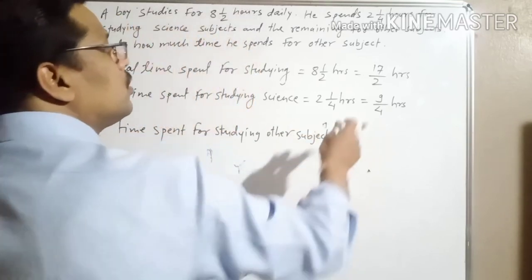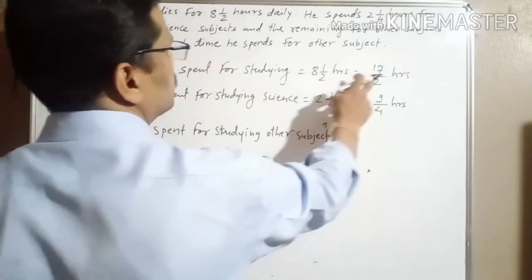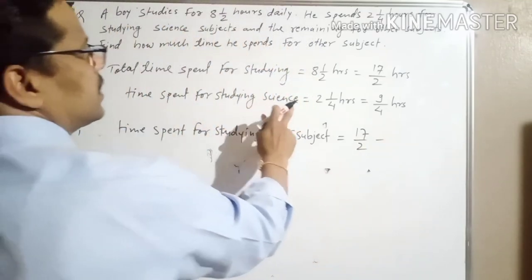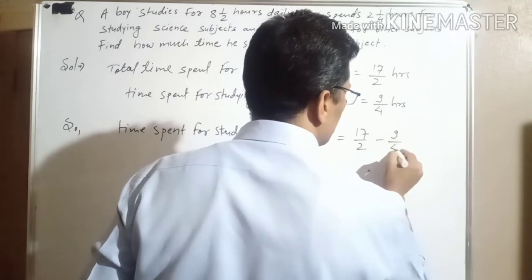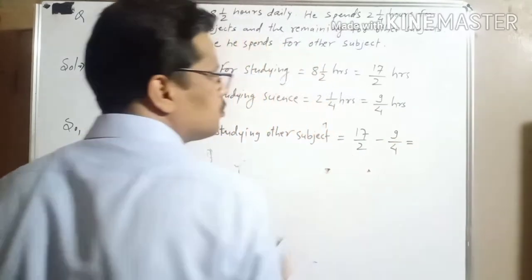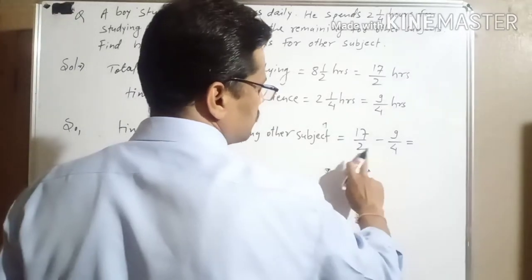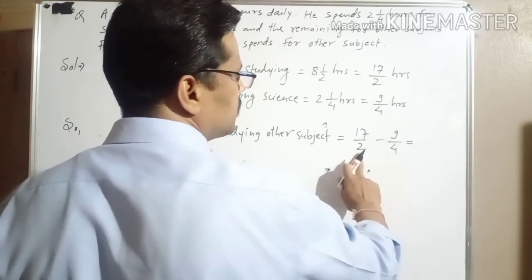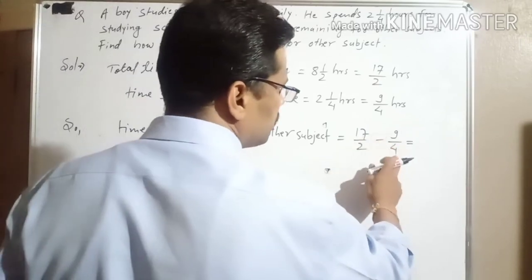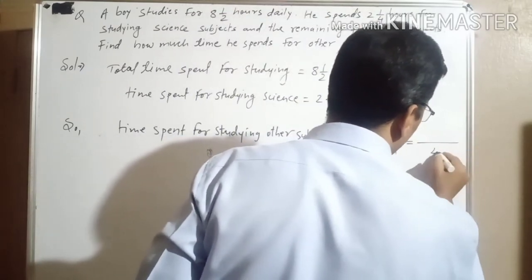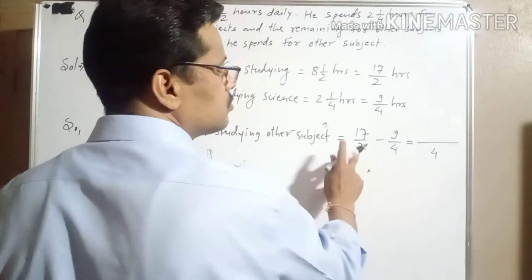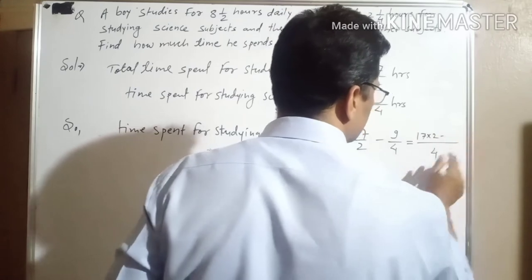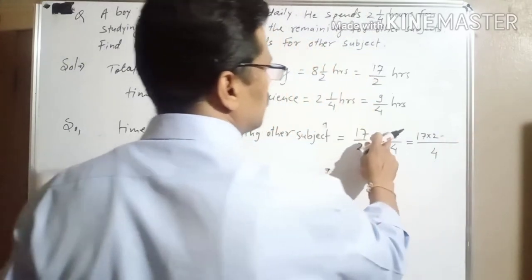How will you get the time? Total time. What is your total time? 17 upon 2 minus the time spent for studying science, 9 upon 4. Now we have to solve it. How will you solve it? First we have to make their denominators the same. And how will you make them the same? By taking the LCM. In this case, what will the LCM be? 2 and 4 come in the same table. The greater number will be our LCM. So we can write here the LCM will be 4. Now this 4 divided by 2, you get 2. 17 multiplied by 2, minus sign. Now this 4 divided by 4 you get 1. 9 multiplied by 1.